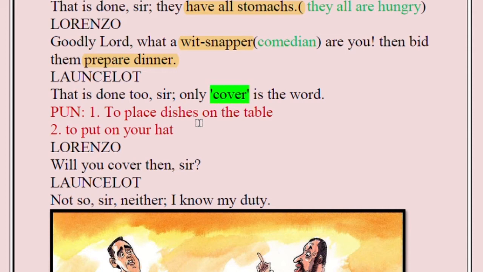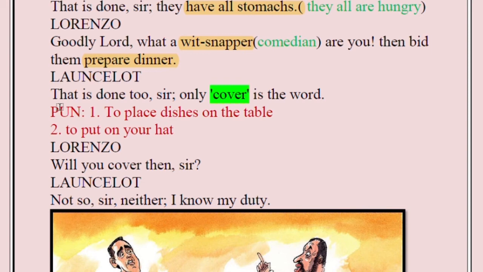Launcelot: That is done too, sir. Only cover is the word. So Launcelot says, yes, dinner is prepared for you, and the only thing that is left to do is cover. Now you see, the word cover has two meanings. When one word has two separate meanings, then it is called a pun. They are homophones. You have heard this word homophones, one word meaning two different things.